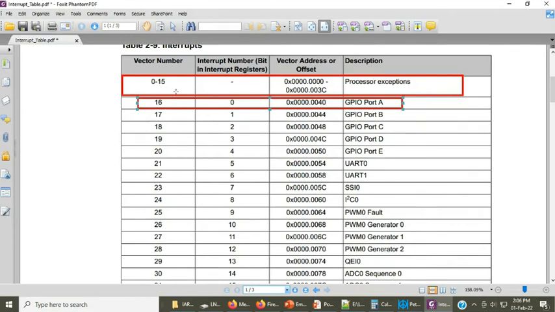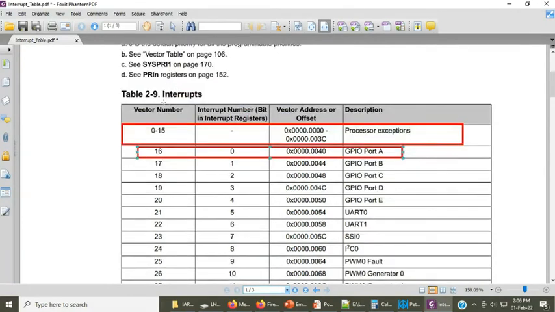Two things you have to remember. First, exceptions have higher priority than the interrupts. Second, after the 15th exception, the first interrupt we can call the 0th interrupt, or if you are referring to the vector address, it will be 16th. That's the only thing you have to remember: exceptions have higher priority than interrupts, and only after that do interrupts start.